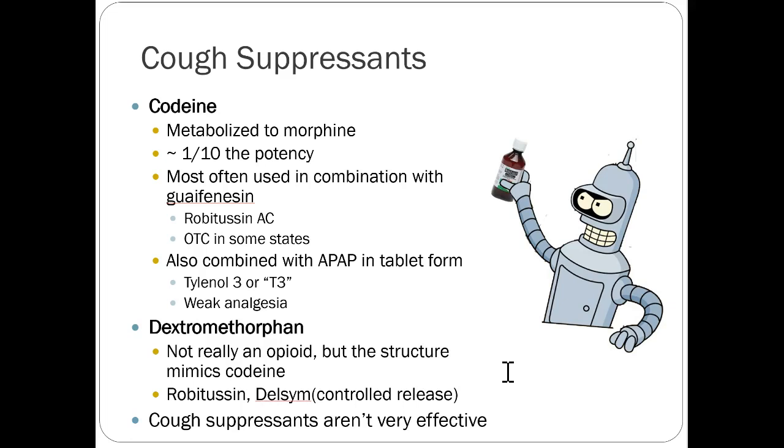People who drink like a whole bottle, apparently it's called robo-tripping if you drink a ton of dextromethorphan. I don't know. I've never actually heard that, but somebody told me that once. I thought it was funny.